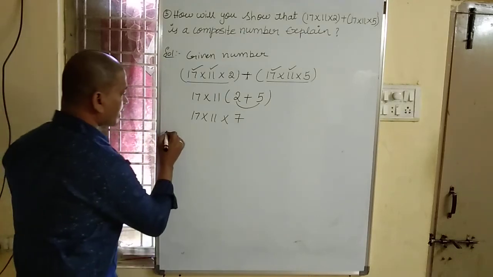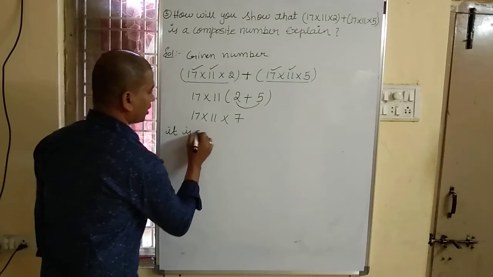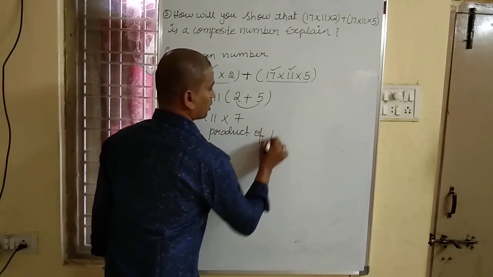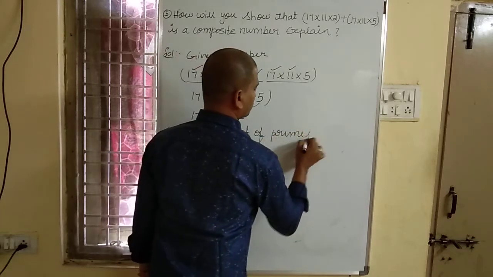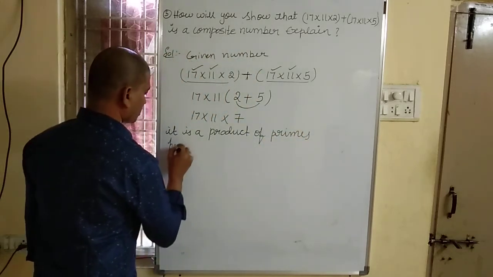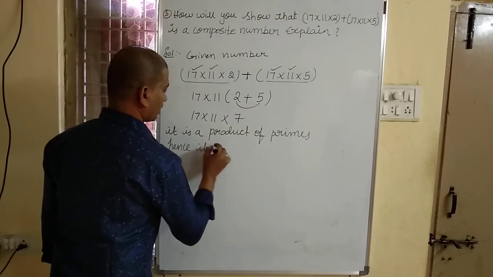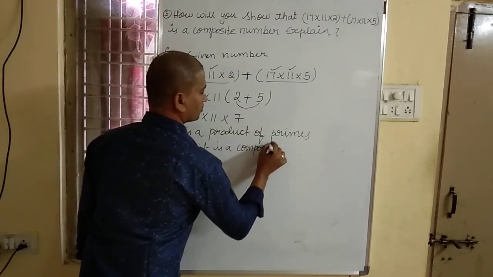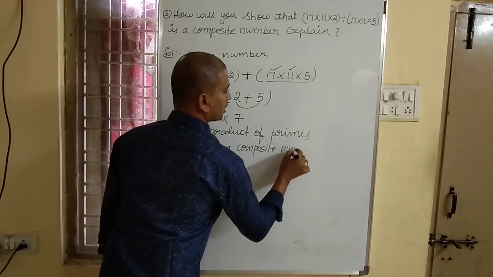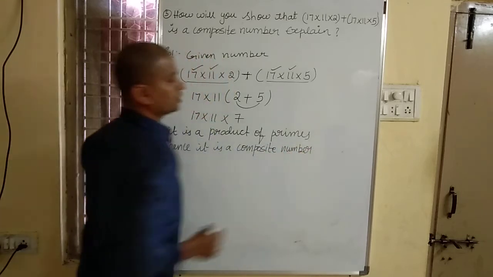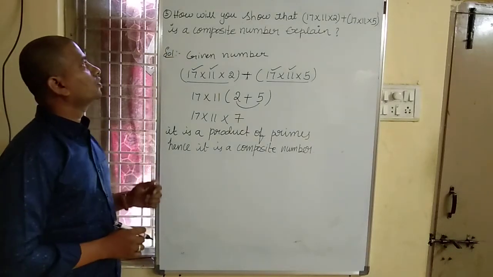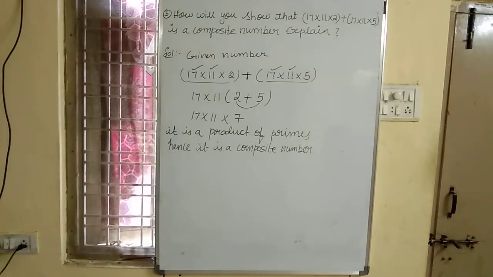It is a product of primes. Hence it is a composite number. Okay, these two questions are important. Now we'll go with the sixth question.